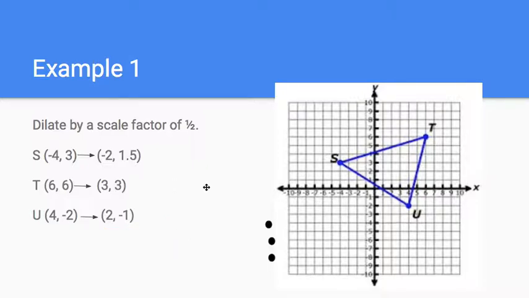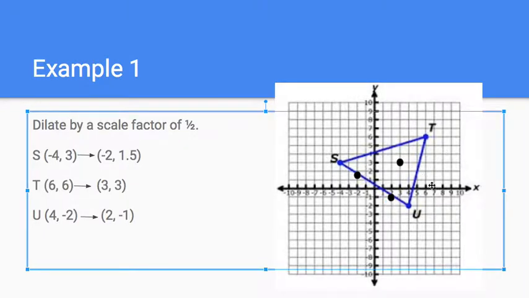And so I'm going to go through and plot them. So -2, 1.5 is about here, halfway through. 3, 3, that's really easy, 3 over 3 up. And then 2, -1, right 2, down 1. And you notice all of the points in this triangle were in different quadrants, and they're still in different quadrants.